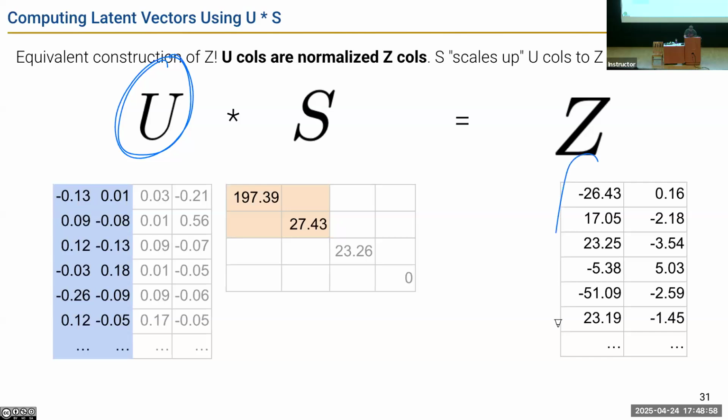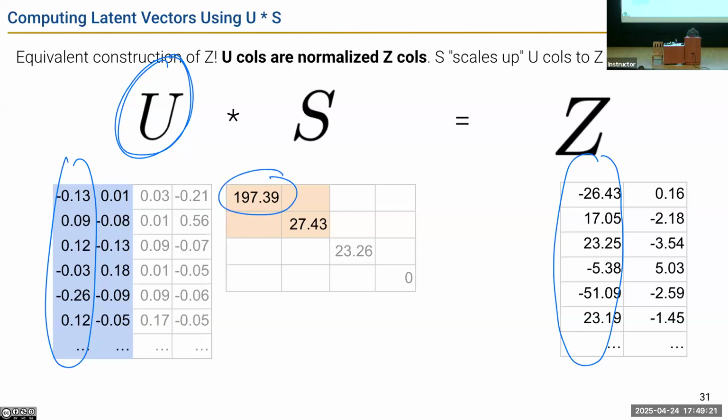If I were to take this column and normalize it, I find its length, and I divide all the elements by the length so that the resulting vector is length 1. That vector is the first column of U. So U are just the normalized versions of the latent features. How do we go backwards? We have to multiply by that length. Where is that length hiding? In the singular value. The singular value tells you how to scale up those unit vectors to get them back on the latent feature scale.